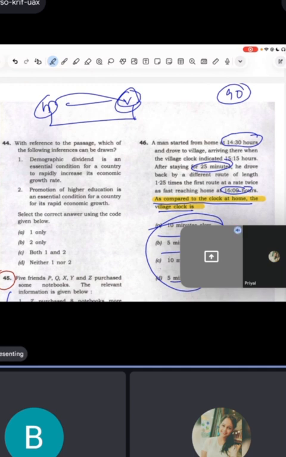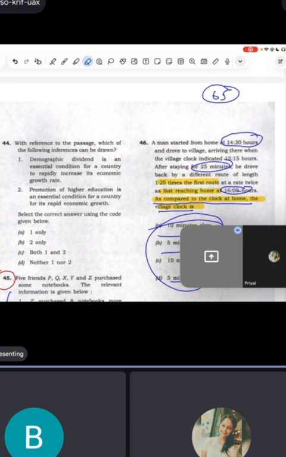Yes, with friends. So the remaining traveling time is 65 minutes total. But you know, guys, there's one condition. While returning, he has doubled his speed and the length is also increased 1.25 times. So no problem. Let's solve this question.